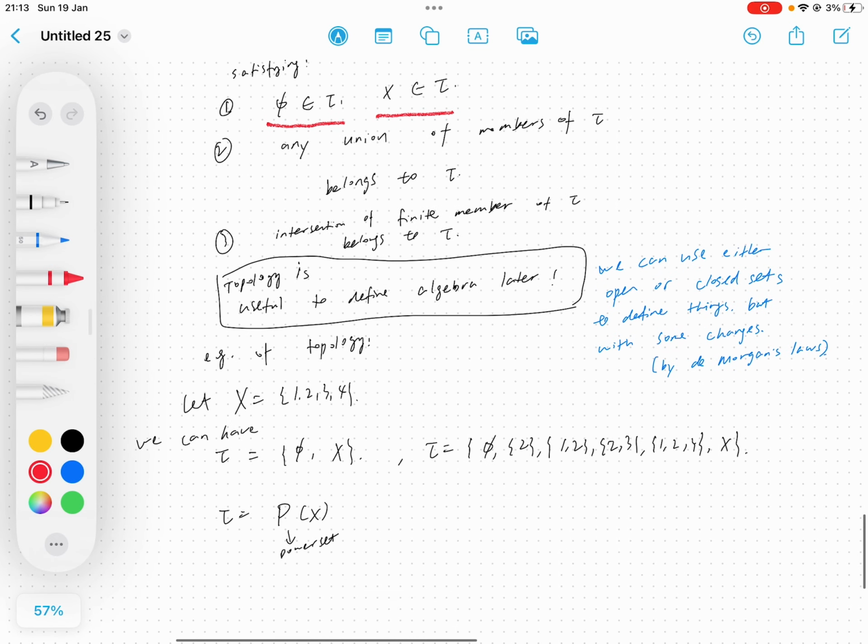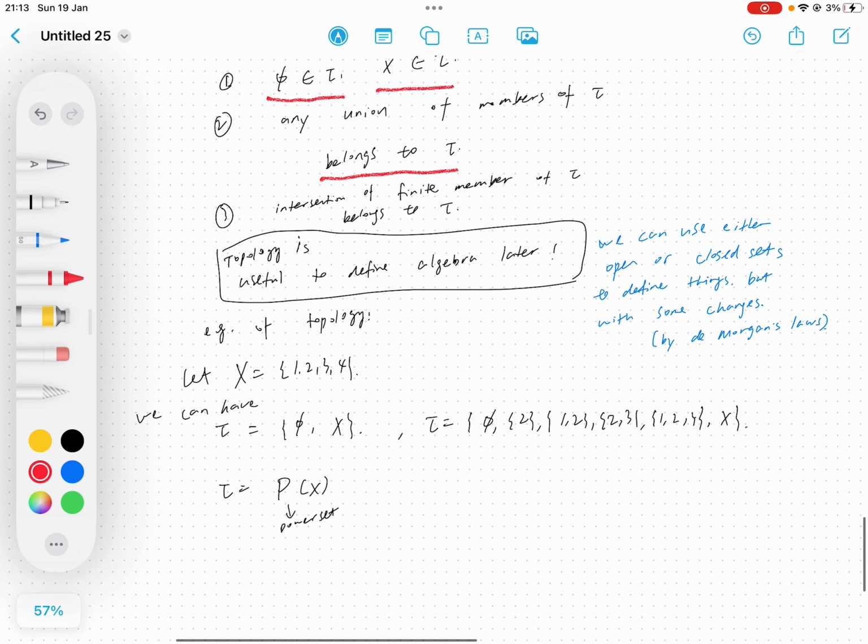Okay, and the second will be very familiar, and the third one also. So the second will be that any union of members of tau belongs to tau. And the third one is that the intersection of finitely many members of tau belongs to tau. Okay, and later we'll see that the topology will be very useful for us to define the algebra or sigma algebra. That'll be very useful.